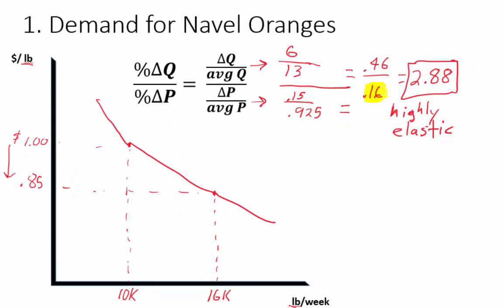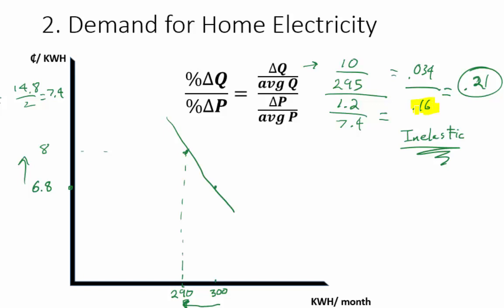So I did exert the same force, if you will, the same price change. And here we see a rather large quantity change, 46%, for a large elasticity coefficient. And here with the electricity, with the same price change, 16%, we saw a very small quantity change, just 3.4%, for a very small elasticity coefficient.